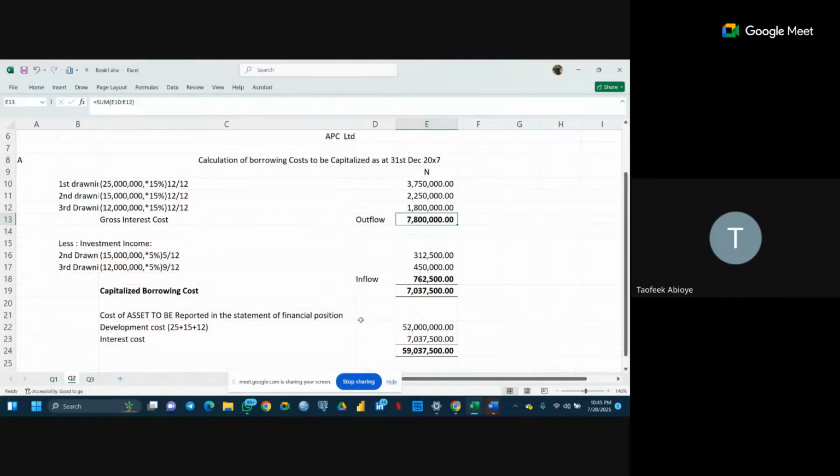So the value of my asset now, this is where the meaning of capitalization comes in. Initially the value of the asset is 52 million, which is the money I borrowed. However, because I'm spending that 52 million on a qualifying capital expenditure, and in line with IAS 23, I'm allowed to claim the interest I paid on that 52 million as part of the value of the asset. That is the reason why I'm adding the 52 million to the net interest paid. This will now be the new value. The value of the asset will now be 59,037,500.